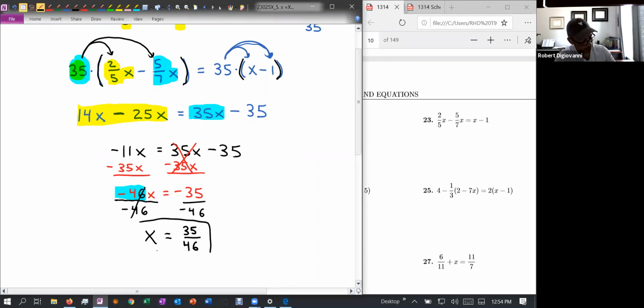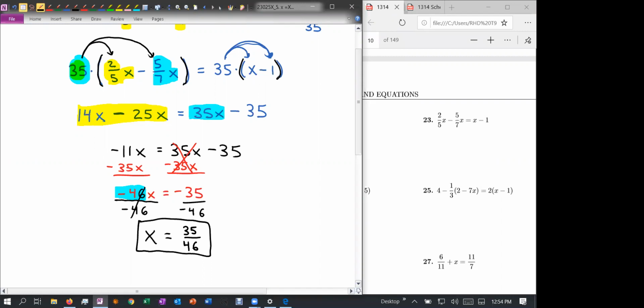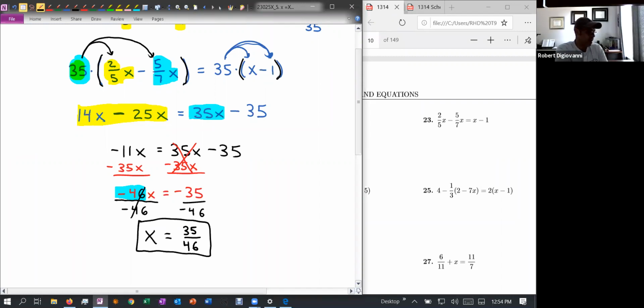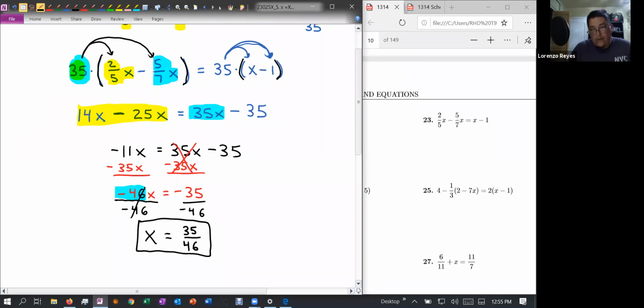That's our answer. Would you prefer us to leave it as a fraction, or do you want it as a decimal? Fraction for now. Later on in the class, we'll want to know the answer as a decimal, but for right now, the fraction is what we're looking for. So that's the answer, x equals 35 over 46?